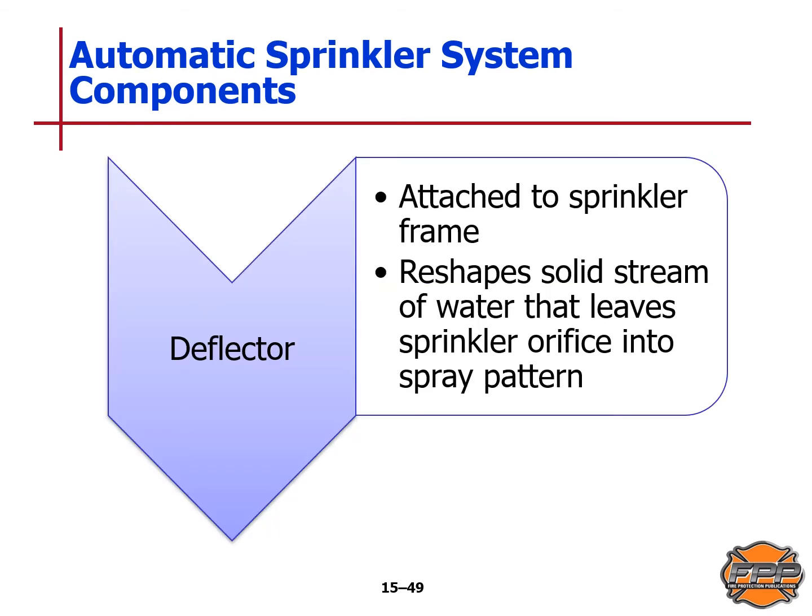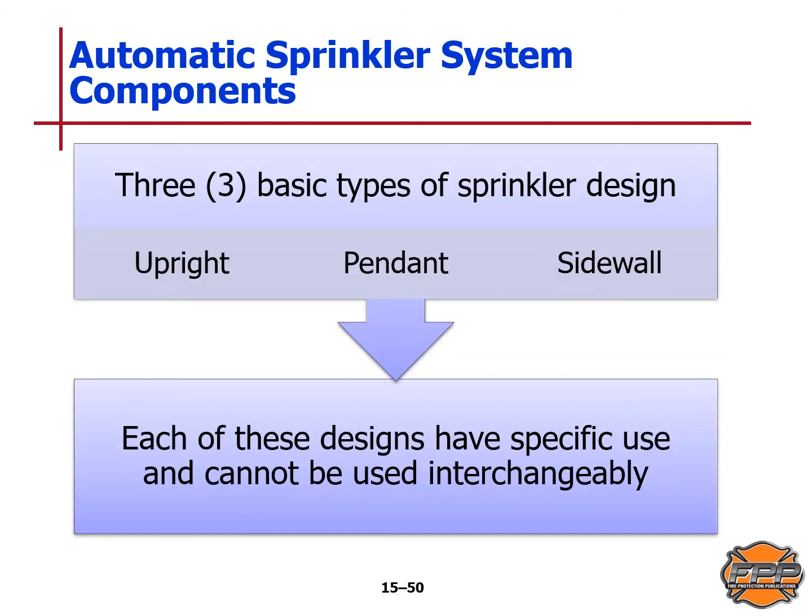A deflector is attached to a sprinkler frame. It reshapes the solid stream of water that leaves the sprinkler orifice into a regular spray pattern. There are three basic types of sprinkler design: upright, pendant, and sidewall. Each of these designs has a specific use and cannot be used interchangeably.